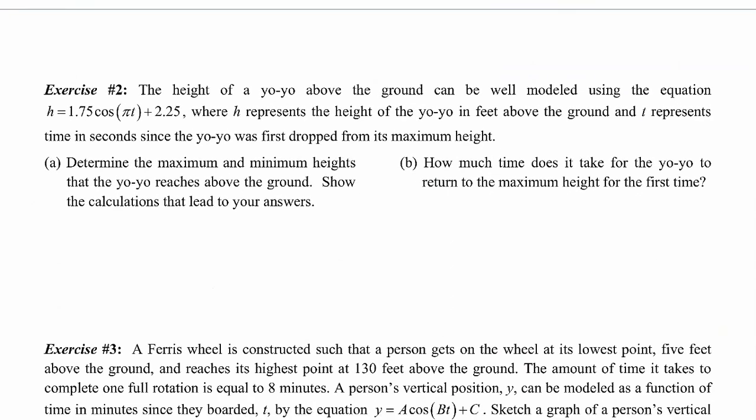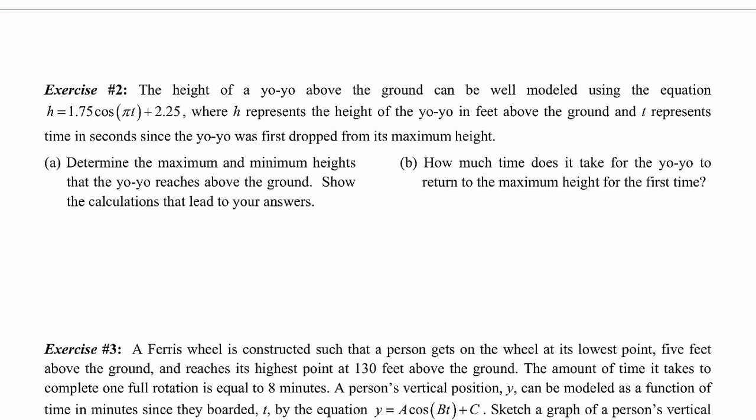Okay, moving on to the second one. Okay, back to the yo-yo. Yo-yo goes up and down, repeats. It's like a sine or cosine function. Goes up, it goes down. The height of a yo-yo above the ground can be well modeled using the equation h equals 1.75 cosine of pi t plus 2.25, where h represents the height in feet above the ground, t the time in seconds since the yo-yo was first dropped from its maximum height.